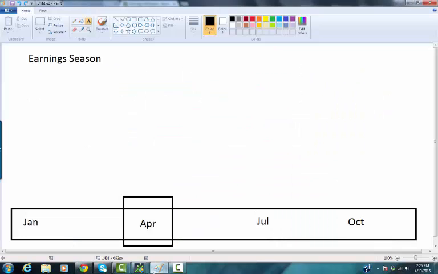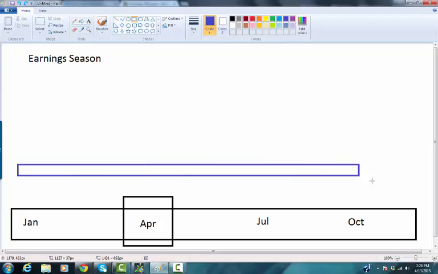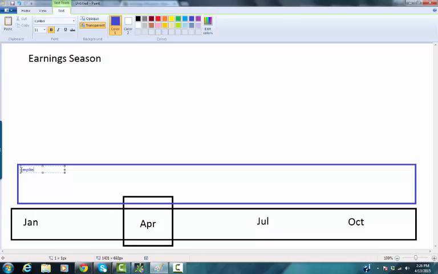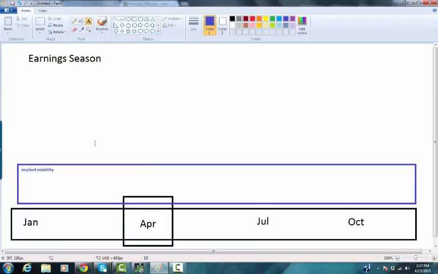Okay, now let's talk about how to plan for this. There's several things that we need to think about if we're trading earnings. Not just the date, but also the implied volatility. This is a key concept. Implied volatility is a reflection of option pricing. It goes up and down.